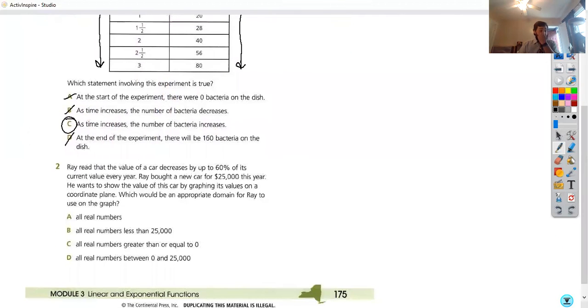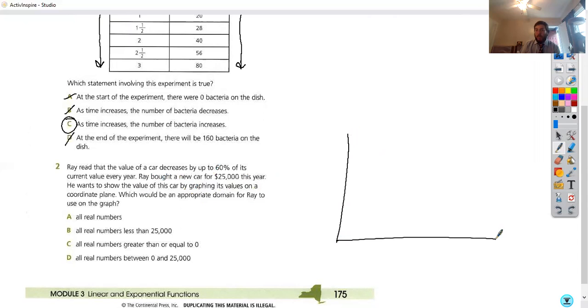Next problem says that Ray read that the value of a car decreases by 60% of its current value every year. Ray bought a new car for $25,000 this year. He wants to show the value of his car by graphing its values on a coordinate plane. Which would be an appropriate domain for Ray to use on the graph?